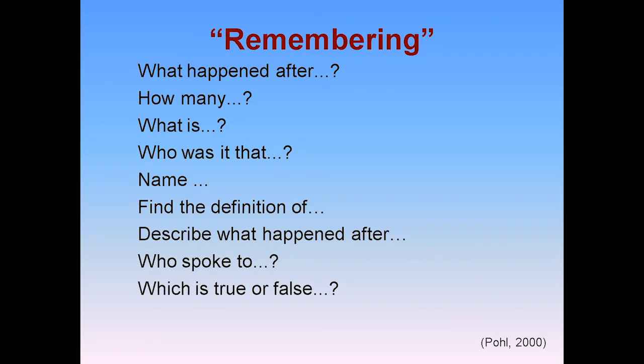The first level is about remembering. And the kinds of lead-ins that help us to remember are questions like, what happened after Goldilocks found the porridge on the table? How many bears were there in the story about Goldilocks? What is porridge? Who was it that went to sleep in the bed? Name all the characters in the story of Goldilocks and the Three Bears.